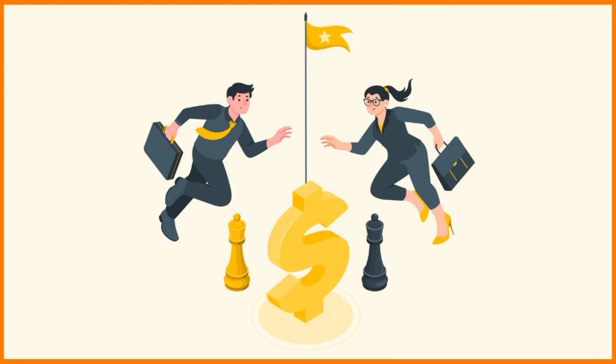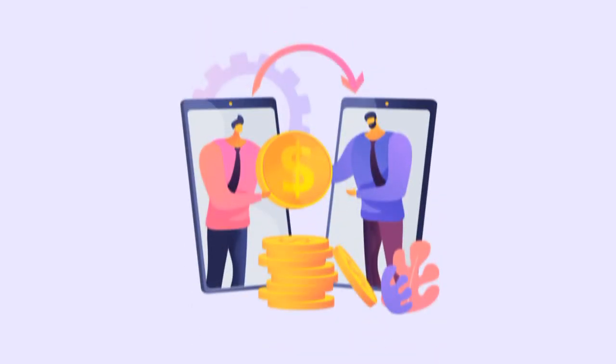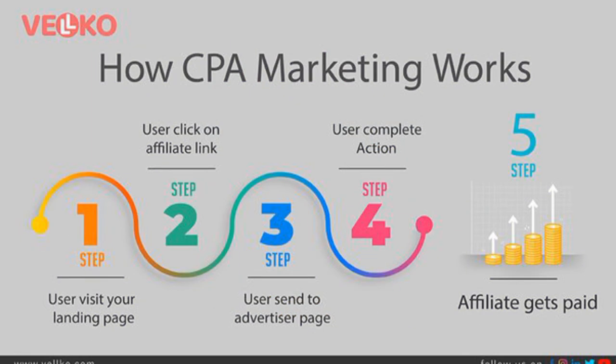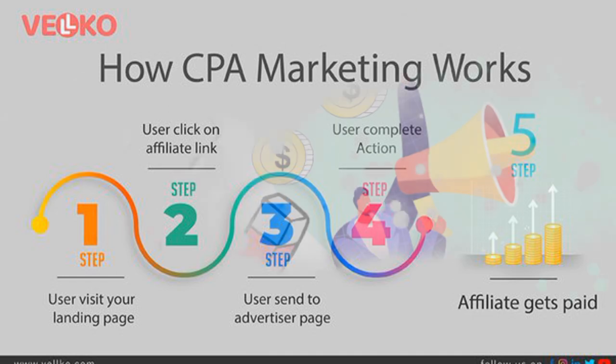Pay per download (PPD). The advertiser pays a commission to the publisher when a user downloads a specific file, such as a white paper or software trial. Pay per install (PPI). The advertiser pays a commission to the publisher when a user installs a specific app or software program. CPA offers can be found on a variety of advertising networks, affiliate marketing platforms, and social media platforms.